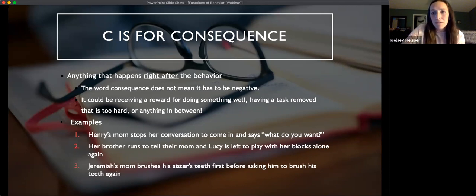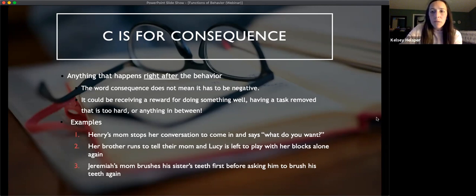So, going along with those same examples, here are some examples of consequences. So, Henry's mom stops her conversation to come in and say, "What do you want?" Her brother runs to tell their mom, and Lucy is left to play with her blocks alone. And Jeremiah's mom brushes his sister's teeth first before asking him to brush his teeth again.